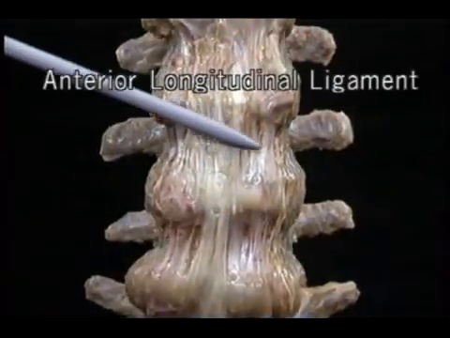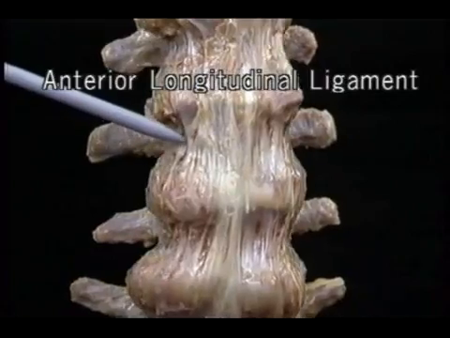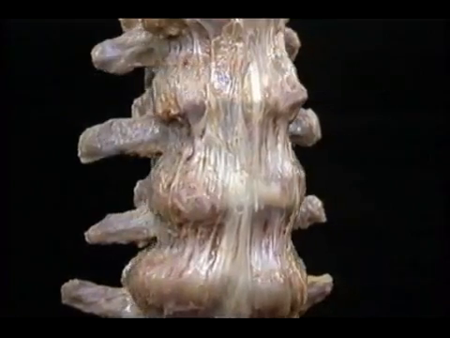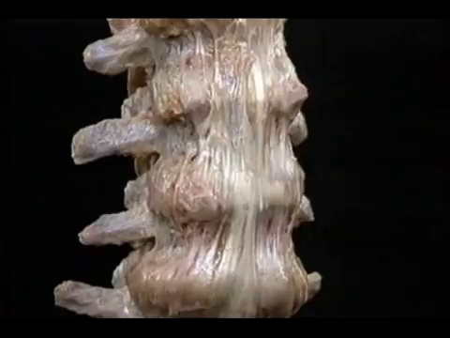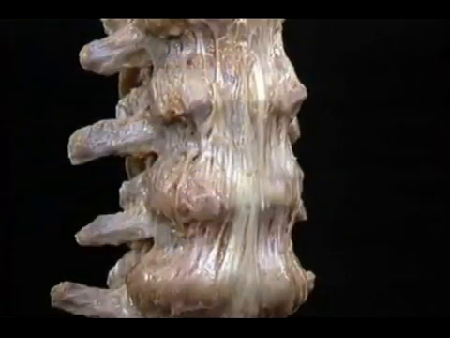Next, we'll look at the two ligaments which hold the vertebral bodies together, the anterior and posterior longitudinal ligaments. The anterior is the stronger of the two. Here it is. The anterior longitudinal ligament covers the front and sides of the vertebral bodies. It runs the whole length of the vertebral column. We'll cut through it along this line to see it better.